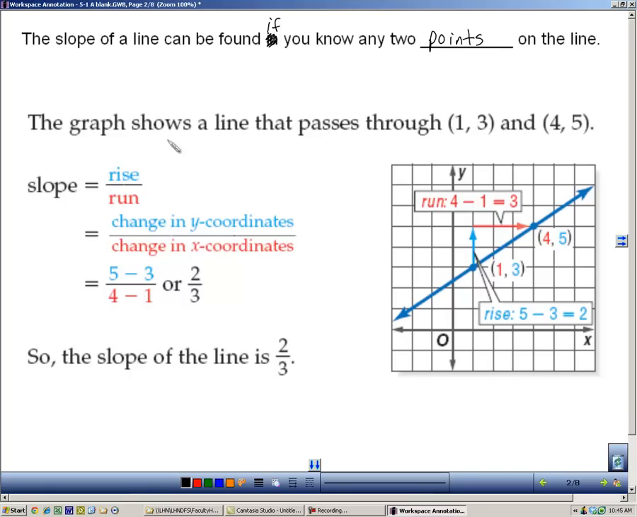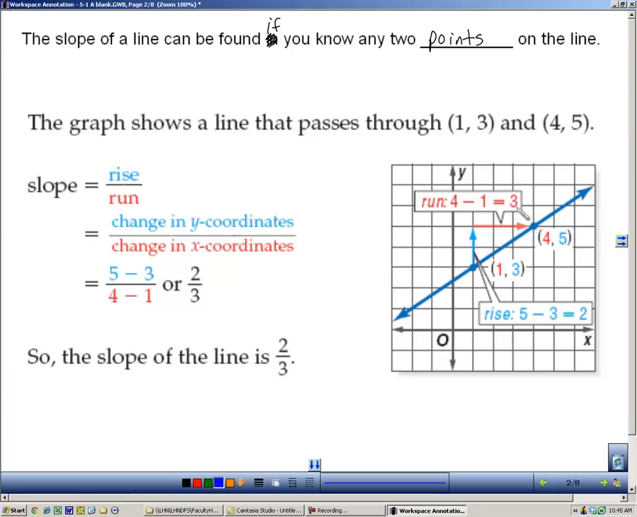Let's say we have a graph that shows 2 points, (1, 3) and (4, 5), that exist on this line. So you see the blue line has these 2 points on it. You can find slope because slope is described as the rise over the run. Now what is rise? Rise is just the change in the y coordinates. You could also say the movement either up or down. That's the rise. And then the run is the change in the x coordinate. That's the movement left or right.